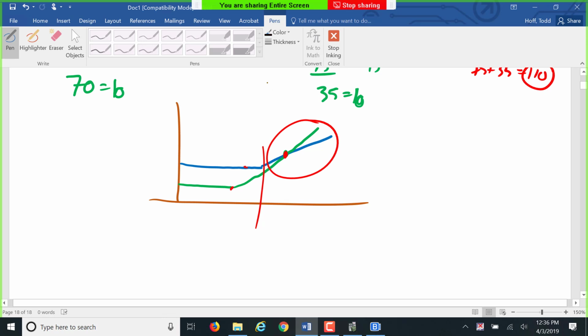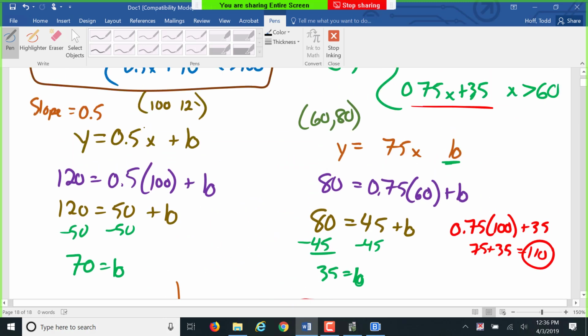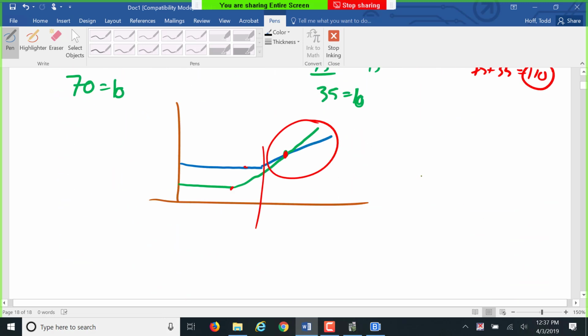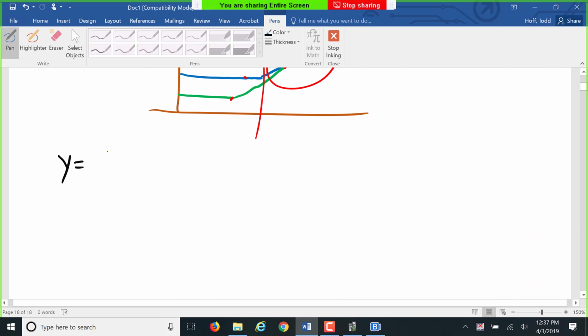We have to look to see where this system of equations is solved. Our two equations, 0.5x plus 70 and 0.75x plus 35. We have to put our y variable in here. y equals 0.5x plus 70 and y equals 0.75x plus 35. So now we're going back a few weeks before our first exam.